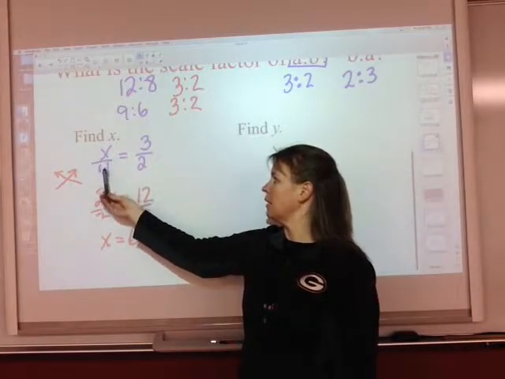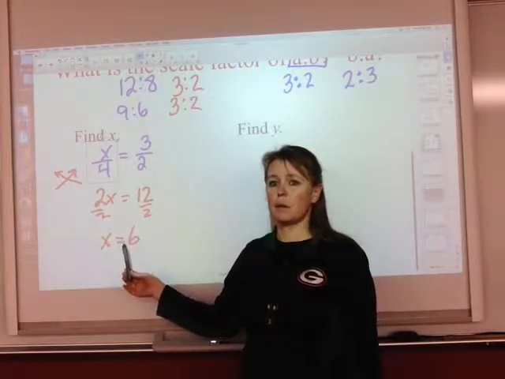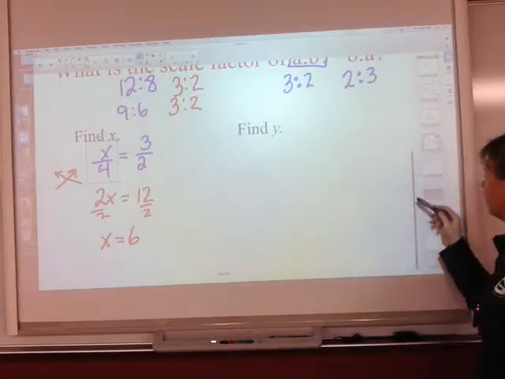You recognize maybe that since 4 is twice as big as 2, 6 is twice as big as 3. That's okay for now because it wasn't a decimal or a fraction. You won't be able to do them in your head later.